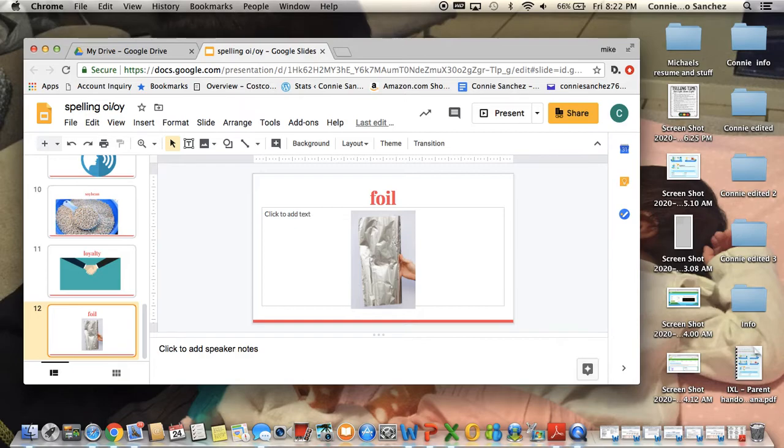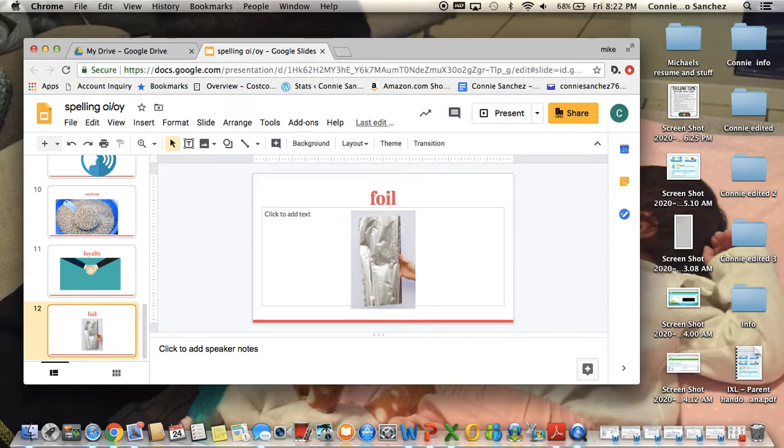Foil. This one does follow the rule where the OI is in the middle. Foil. We use foil when we put stuff away or sometimes when we're putting stuff to go. So I hope you enjoyed this video. I will talk more about this during our Zoom meeting on Monday.